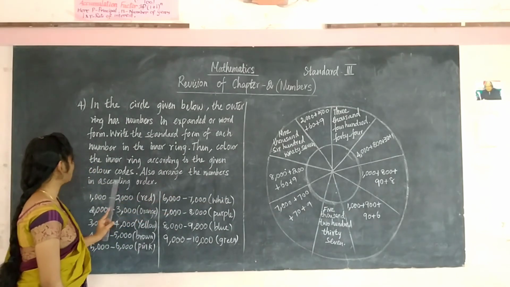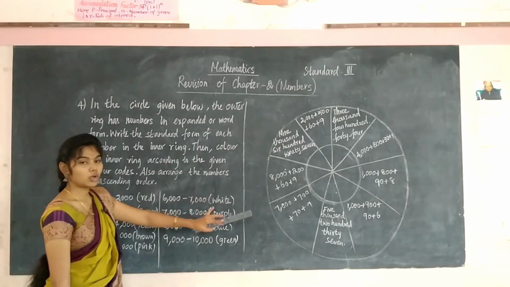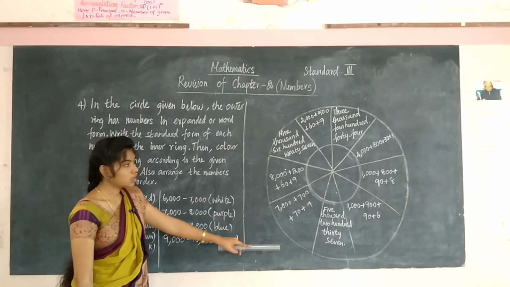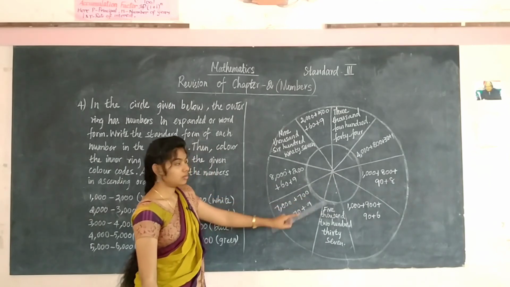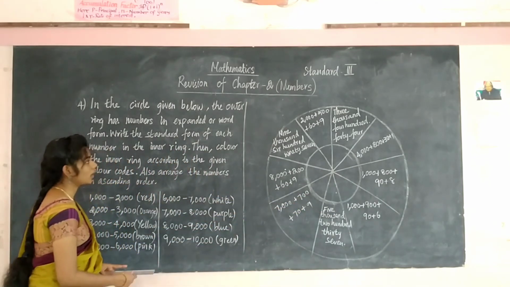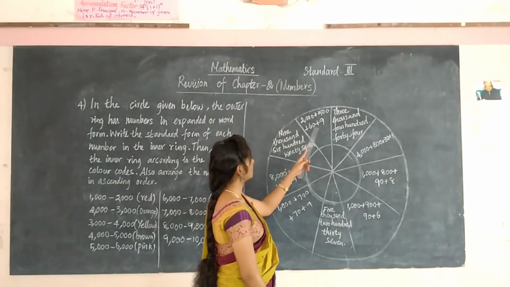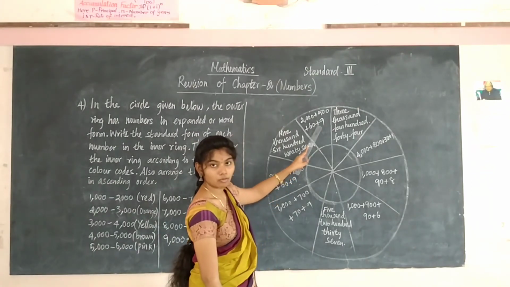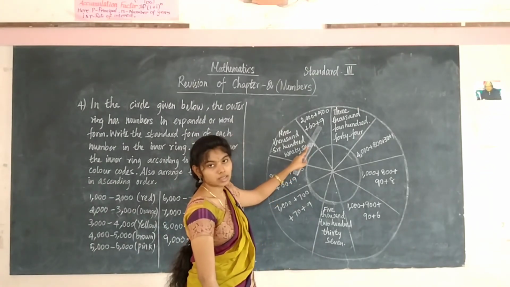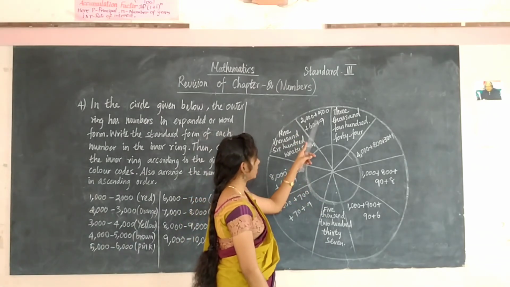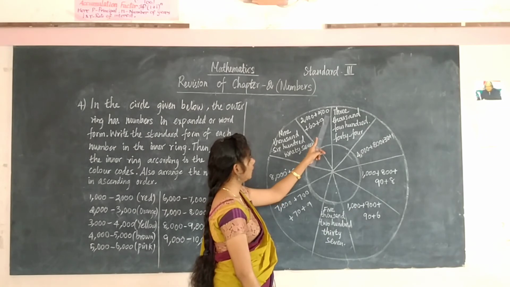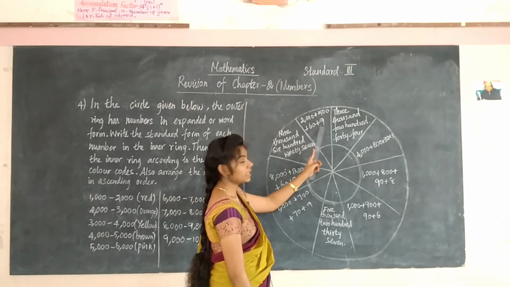Also arrange the numbers in ascending order. After doing all this, you have to arrange the numbers you have written in the inner circle. First we shall write the numbers. First we shall see this, what is given in expanded form. What we have to write in the standard form. What are the numbers given here? 2000 plus 500 plus 60 plus 9.